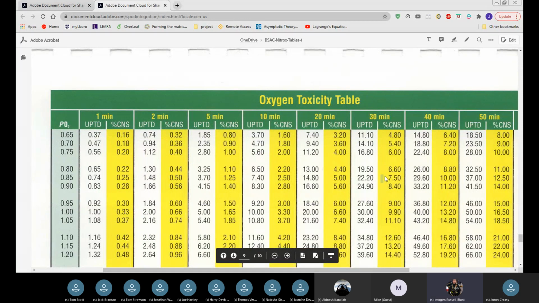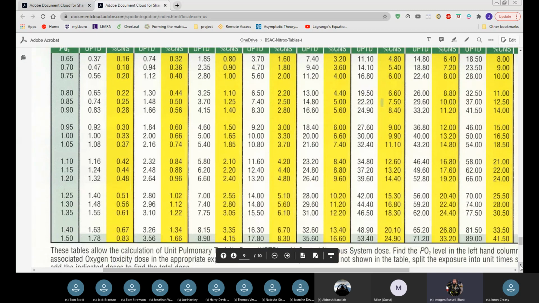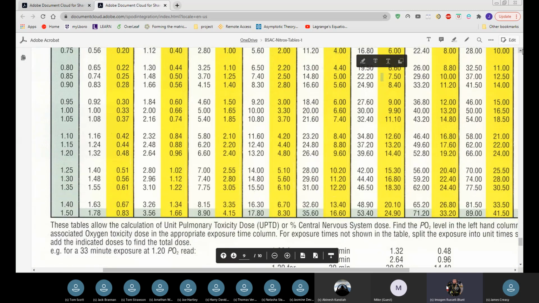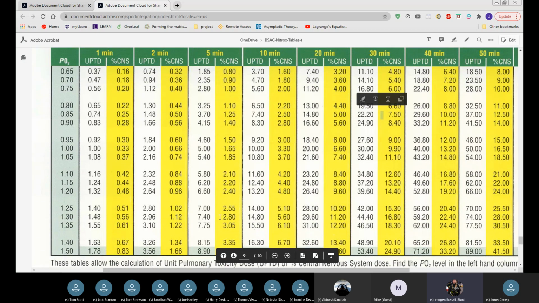So I'll just give you an example. If we're at 1.4 bar for 32 minutes, we're trying to work out the percentage of the CNS, which isn't meant to exceed 80%. So the maximum value of this percentage column, the yellow columns in this situation, when we add all these together, should not exceed 80. If we're under 80, we're probably on a good win.